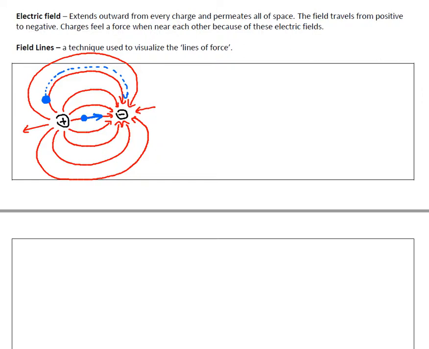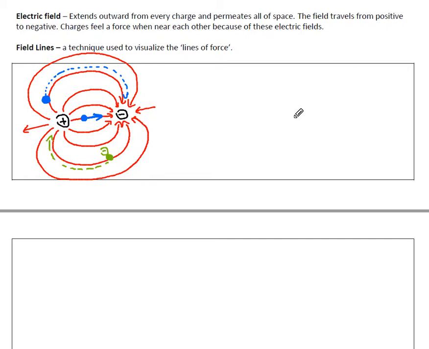If I were to put a negative charge, let's use a green, say I put a negative charge out here. The electric field lines are pointing one way, but negatives just travel in the opposite direction. So a negative charge will travel in the opposite direction of our field.